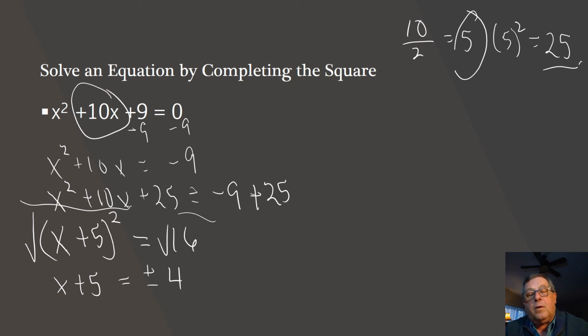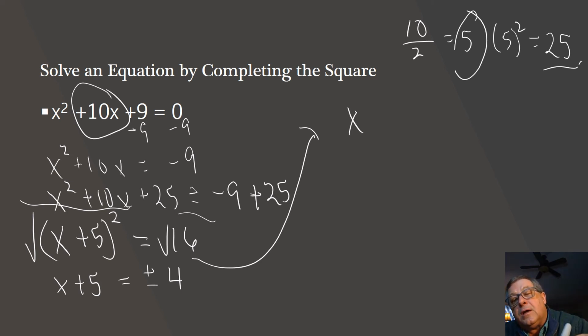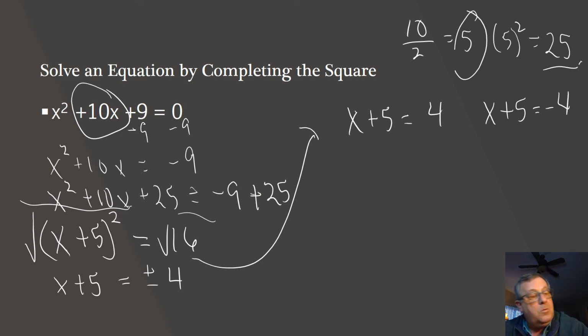So now we've got it to where we can find our roots. Let's move this back up here. So I'm going to set up two equations. I got x plus 5 equals positive 4. And I've got x plus 5 equals negative 4. All right, let's subtract 5 from both sides. And on this left side of the equation, I got x equals, well, I got 4 minus 5. That's going to give me negative 1. And over here on the right, I've got x equals negative 5, negative 4, which is going to give me negative 9.